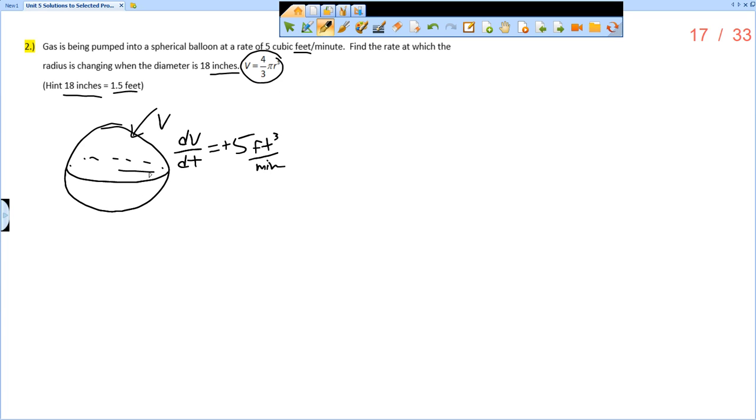All right, now what else is going on? Well, there is a particular radius of the balloon. And if the gas is being pumped in, the radius is increasing. So there is a dr/dt, which is some positive value. But it says find the rate at which the radius is changing, and so that's what we're trying to find. So that comes to our find statement. Find dr/dt when what is true? Well, when the diameter is 18 inches.